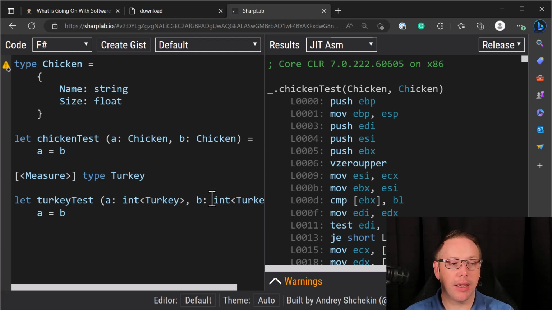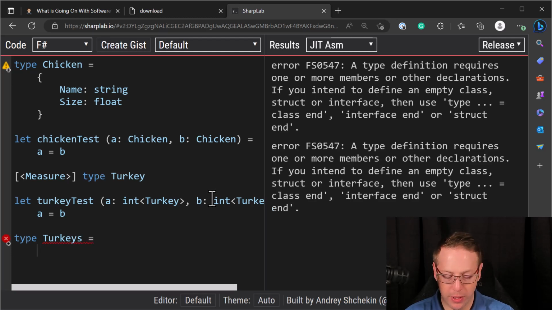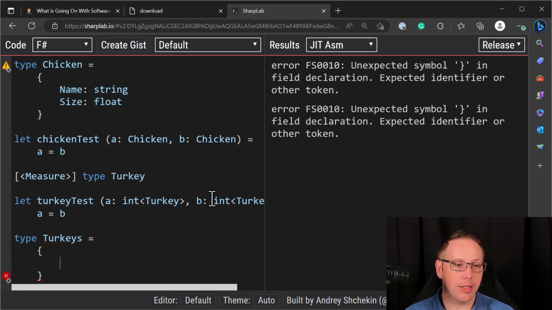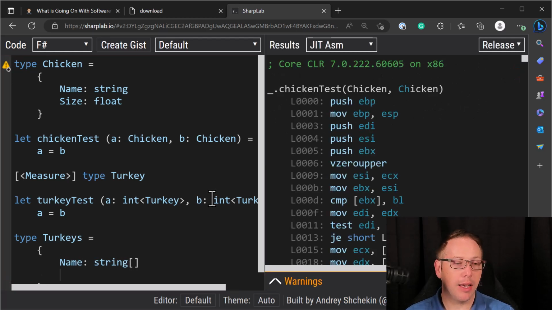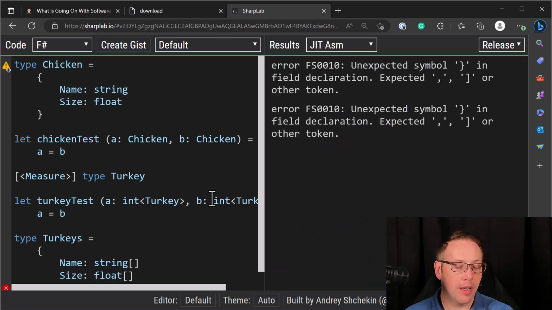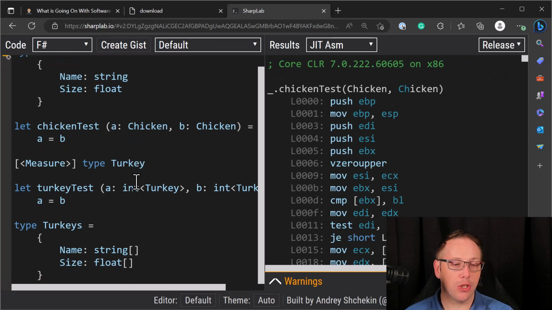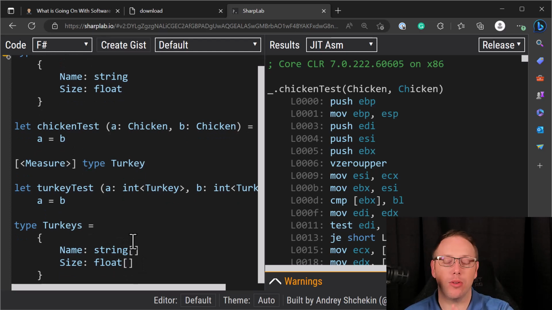And so I would say, hey, I'm going to have type turkeys. And what I would end up doing to represent this is I would have a name, which would be a string array, and I would have a size, which is a float array. And I would use this integer representing that distinct turkey to index into this data. And this would be incredibly fast. Now, I'm not saying this is what you should do all the time. Your algorithms and your memory access patterns will determine if one of these is faster than the other.